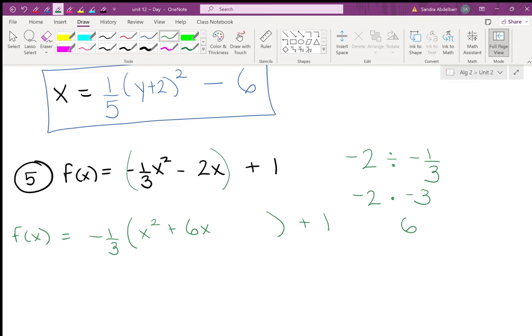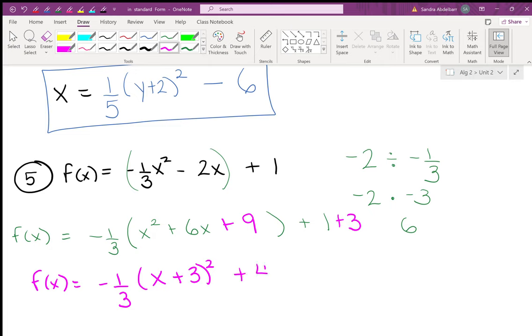Half of 6 is 3. 3 squared is 9. So we're going to add 9 to the inside. What am I doing to the outside? Subtracting 3? Adding 3. Why, Dylan, is it adding, not subtracting? Because it's a negative. You got it. So now I'm going to have f of x is equal to negative 1/3 times the quantity of x plus 3 squared plus 4.